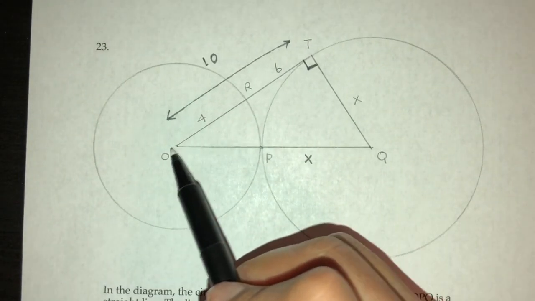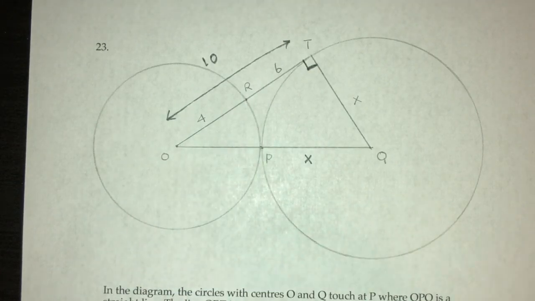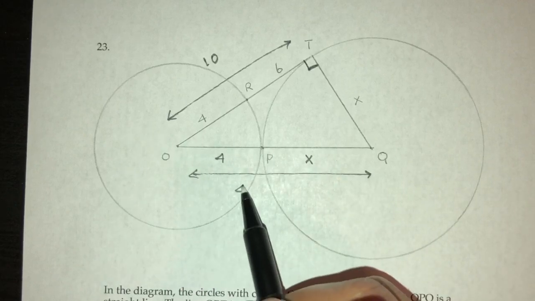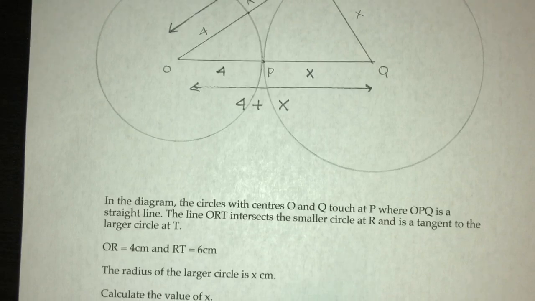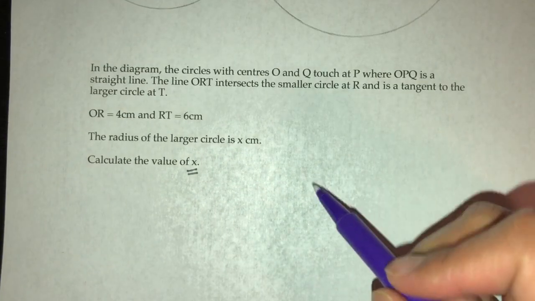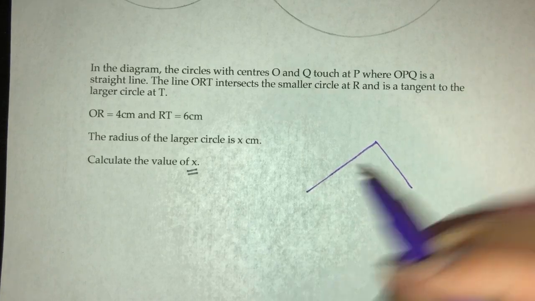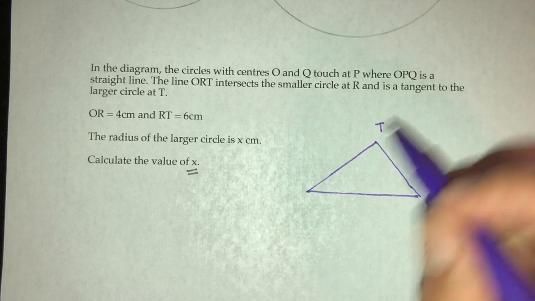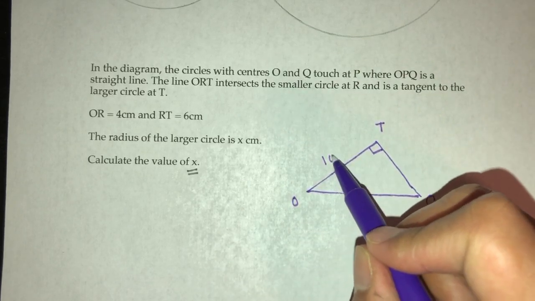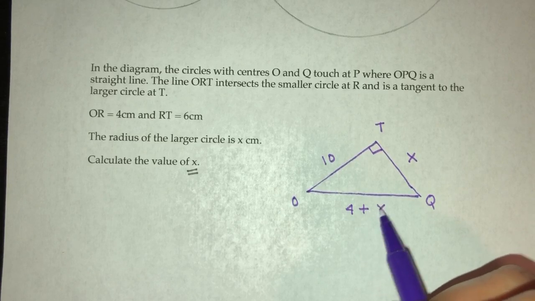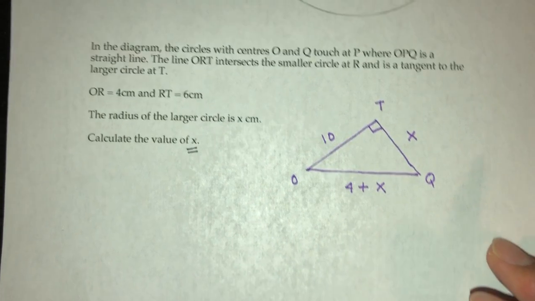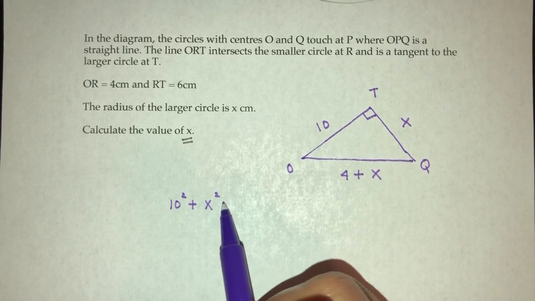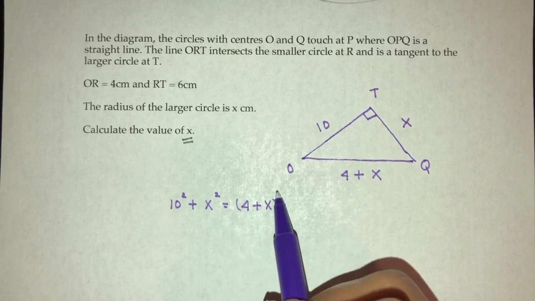If you observe, OR is the radius of the small circles, but OP is also the radius, which means this is 4, and this is the value of 4 plus x. Okay, so now if you observe, we have a right angle triangle, Q, T, O. This is 90, this is 10, this is x, and this is 4 plus x. So we have to find the value of x, so we can use the Pythagoras theorem, which says that 10 squared plus x squared is equal to (4 plus x) squared, right?